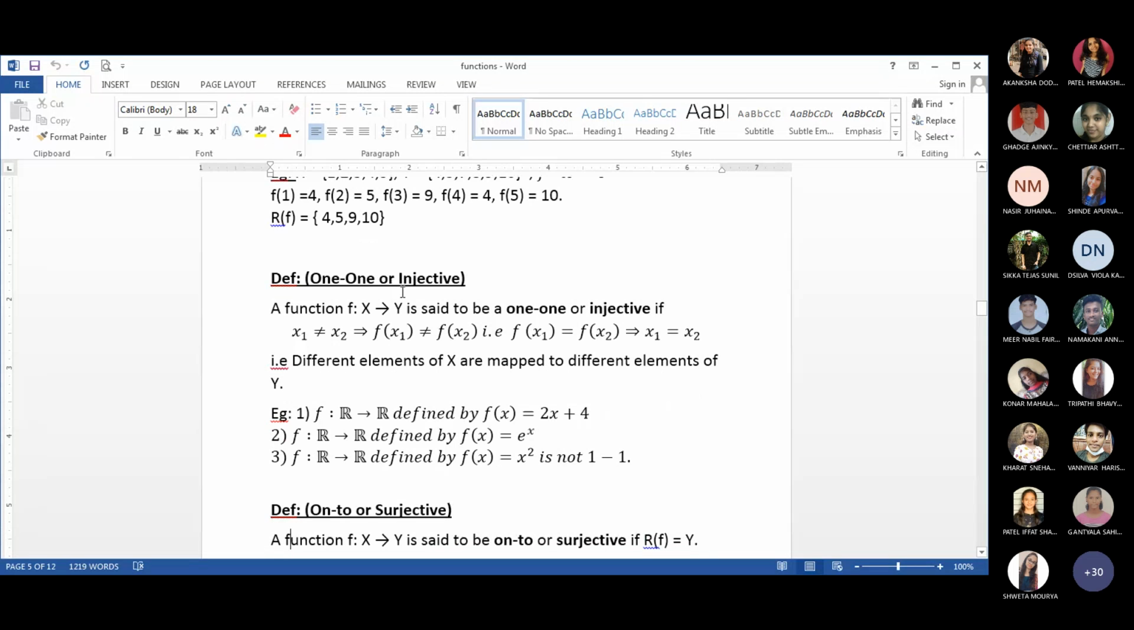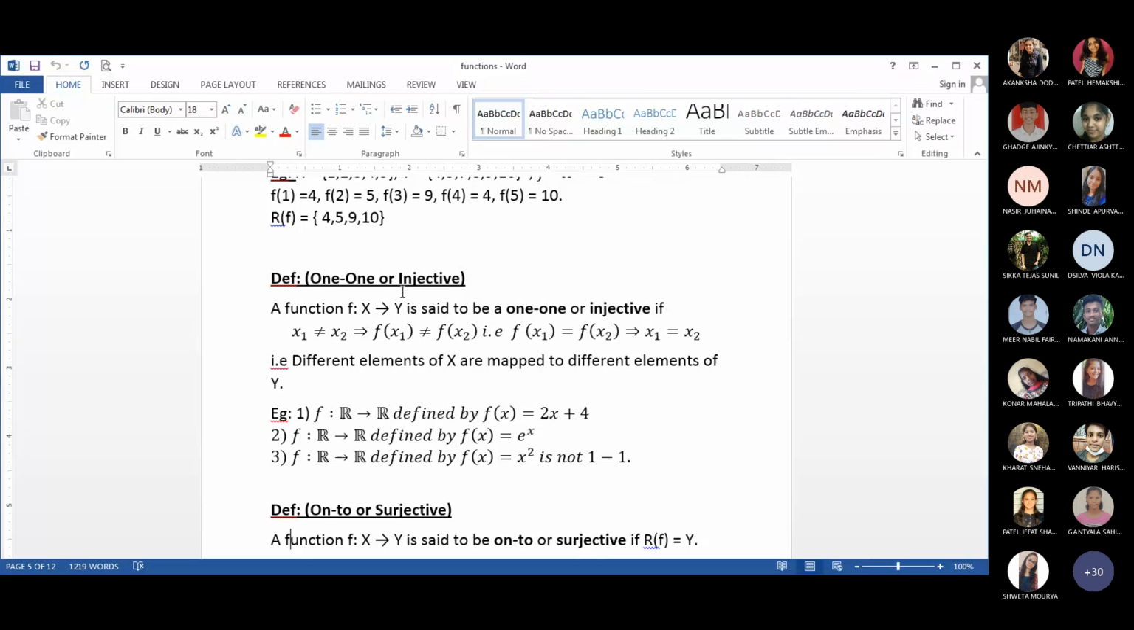Now comes the one-to-one function. One-to-one function means two different elements of the domain will go to two different elements in the codomain. That means the example we considered, f of x equals x square, where the image of 1 and -1 is 1, that case will not be there here. Because 1 and -1 are two different elements of the domain, for one-to-one their images should also be different. That is what it says.